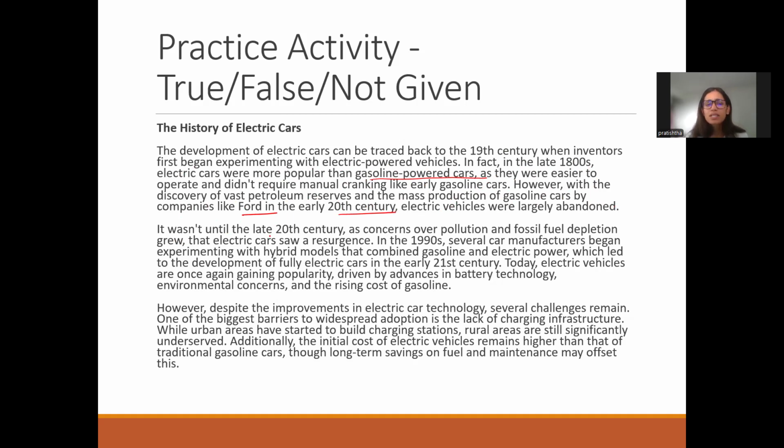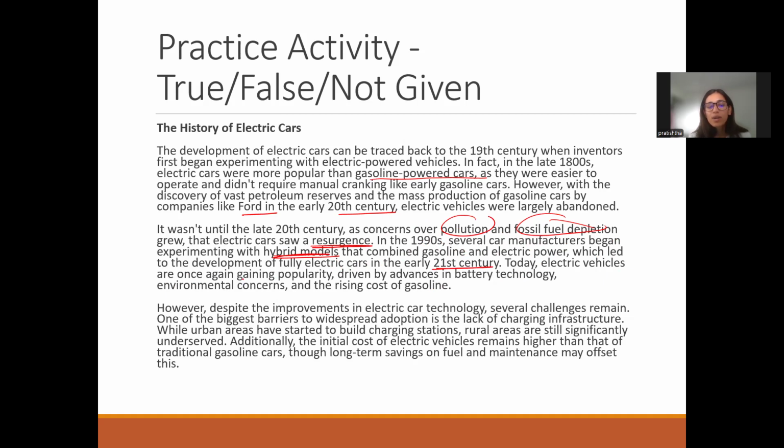It wasn't until the late 20th century, as concerns over pollution and fossil fuel depletion grew, that electric cars saw a resurgence, right? So, pollution and fossil fuel depletion, those were the two causes. In 1900, several car manufacturers began experimenting with hybrid models, right? That combined gasoline and electric power, which led to the development of fully electric cars in the 21st century.